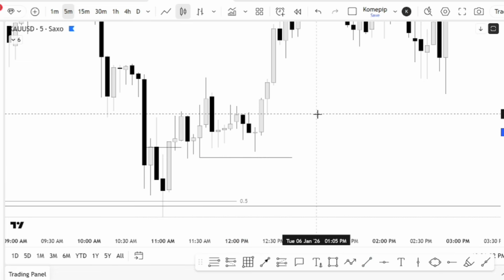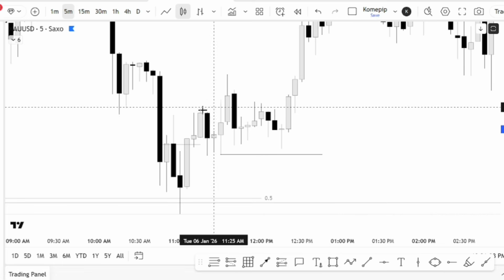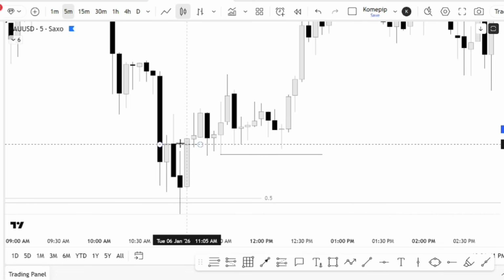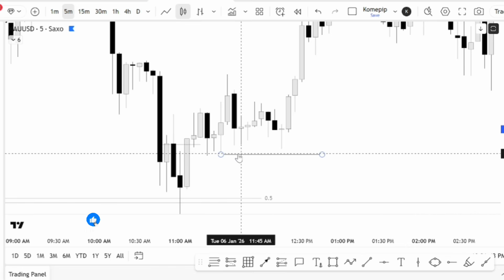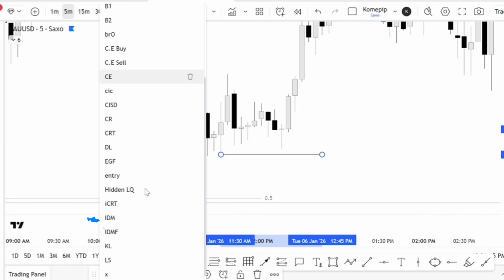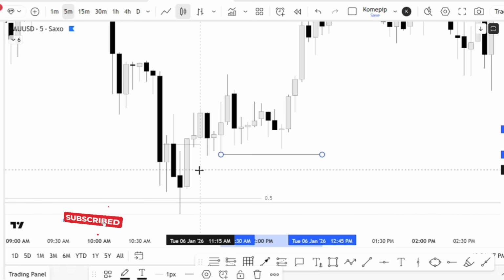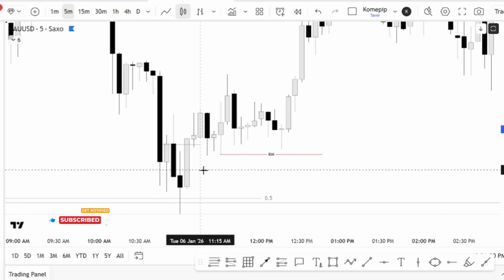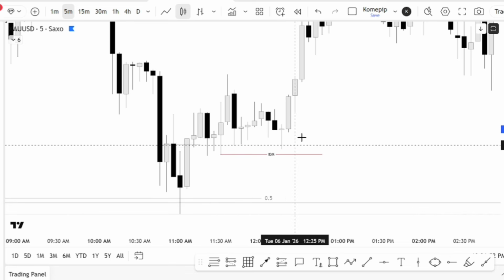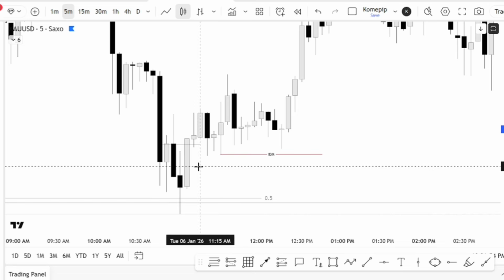Now, if you don't understand what I call the Komepips chariot inducement, I think you should check my channel. You are going to see the video where you see the chariot inducement. The chariot inducement is simply when there is a swing point that taps into a valid fair value gap. So we're expecting that that low is taken, and once that low is taken, then it shows intention of price. But in this case, that never happened.